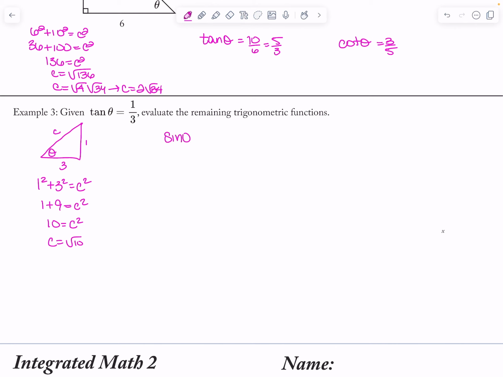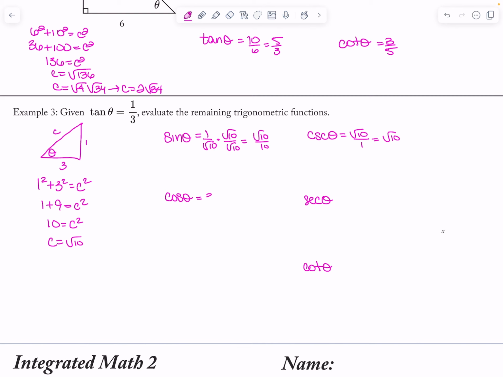So I have to find the other missing trig functions. So I want sine, cosine, I already know tangent, cosecant, secant, and cotangent. So sine is 1 over root 10. So I multiply by root 10 over root 10, and I get root 10 over 10. Cosecant is root 10 over 1, so just root 10.